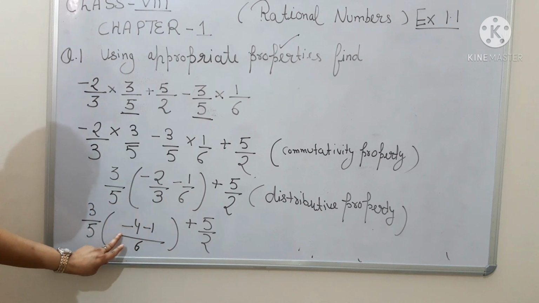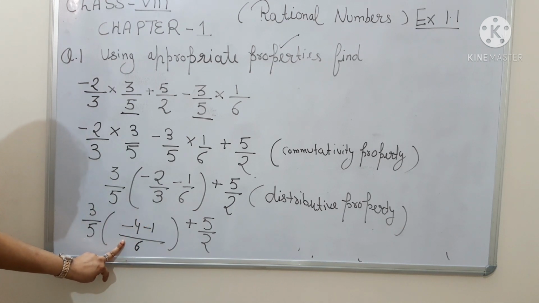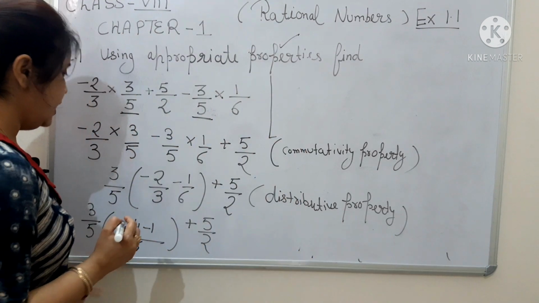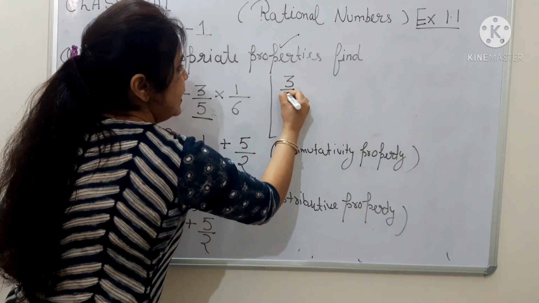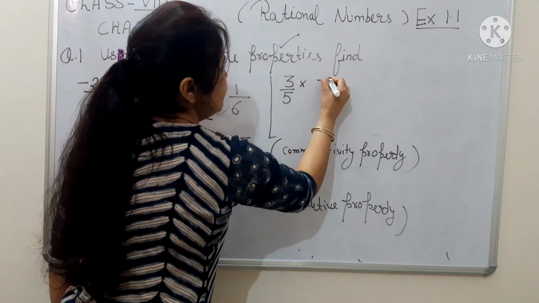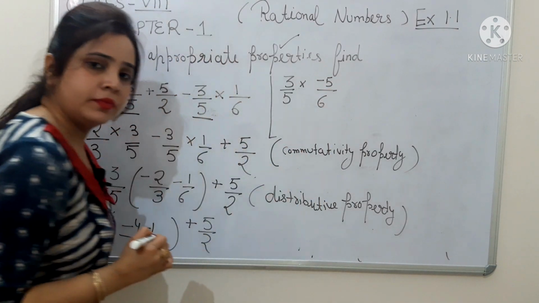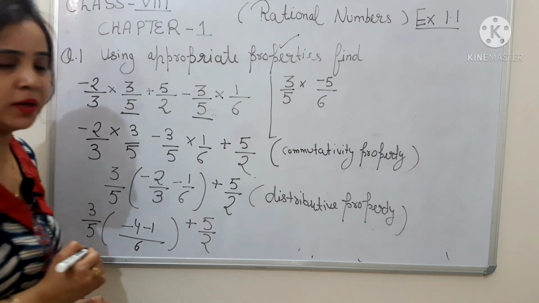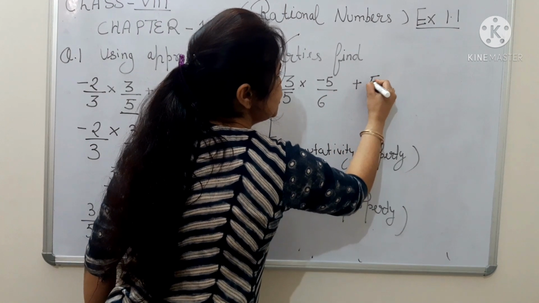So in this step you will get minus 4 minus 1 upon 6. Now for the next step, just move on: here 3 by 5, and under the bracket what is left here? Minus 5 by 6. Clear? Minus 4 minus 1 is what? Minus 5 by 6 it will be. Plus 5 by 2.